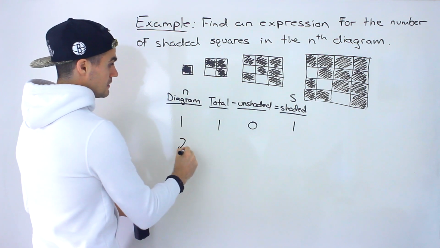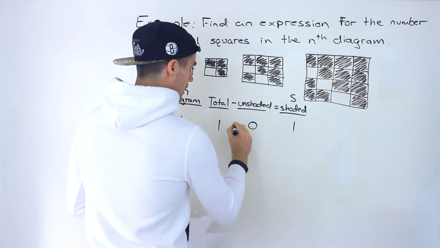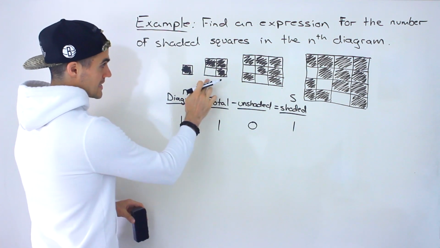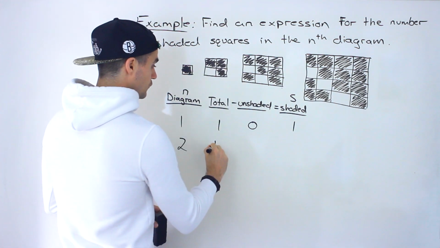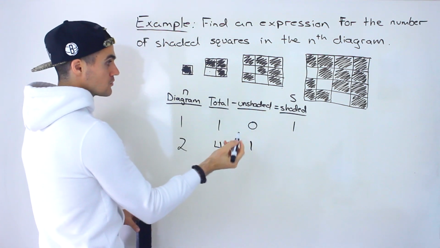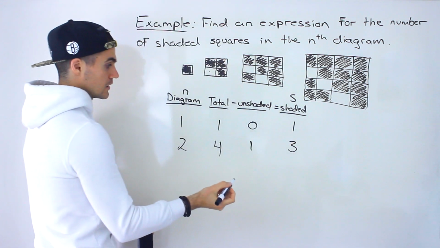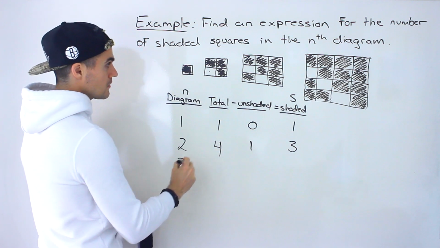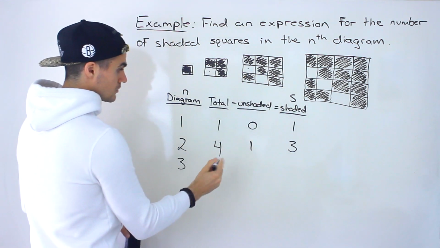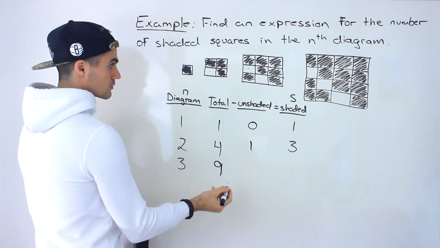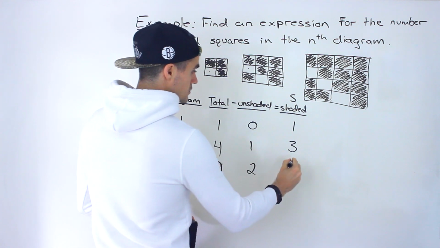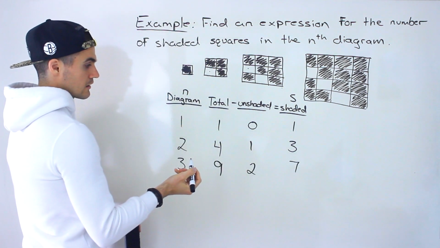So with the second diagram, how many total regions are there? There's 4. How many unshaded regions are there? There's 1. And so how many shaded regions are there? There is 3. Then in the third diagram, we got 1, 2, 3, 1, 2, 3. So 3 times 3, which would give us 9 total regions. Notice there's 2 unshaded regions, and then 9 minus 2 would give us 7.